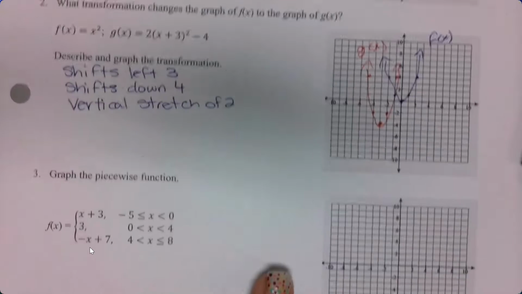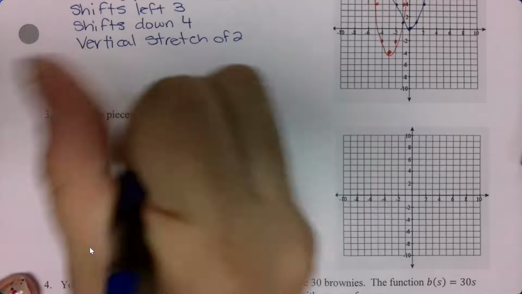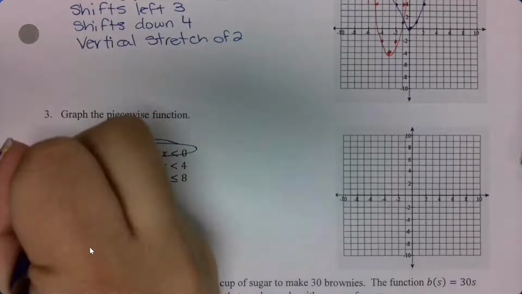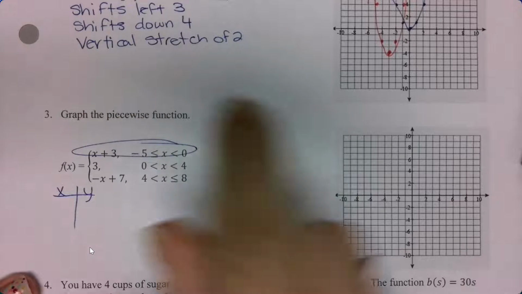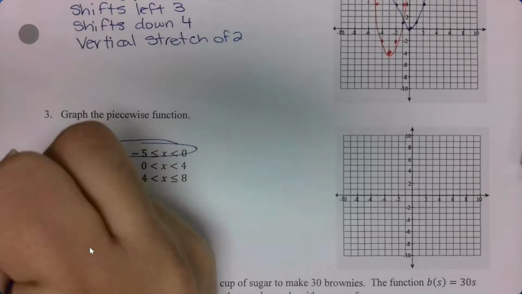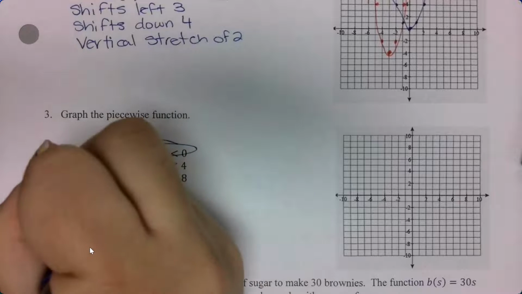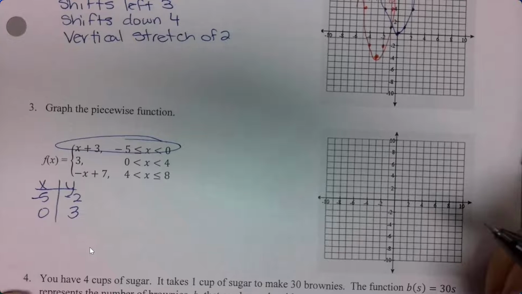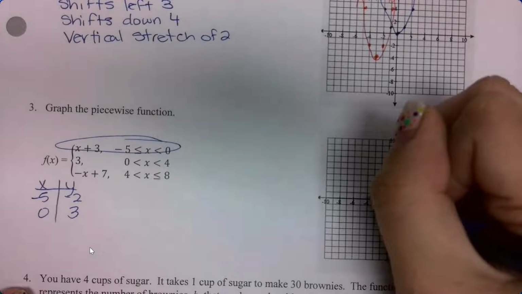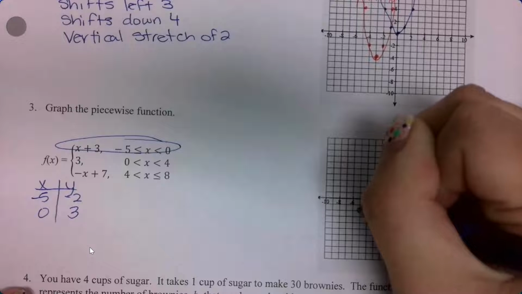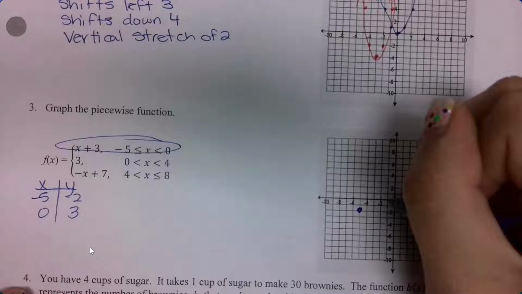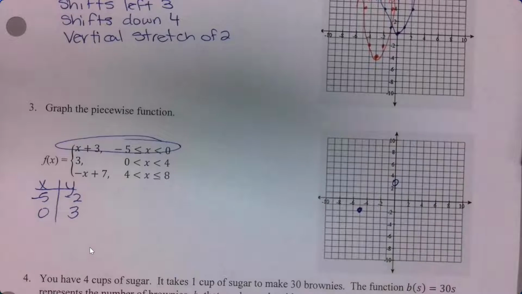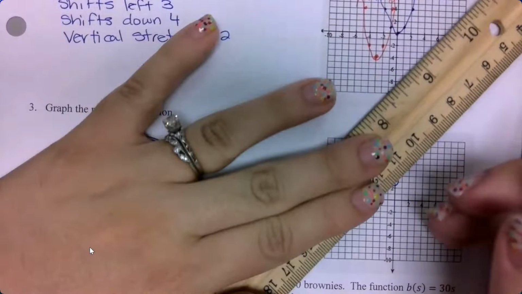Okay. Number 3 wants me to graph this piecewise function, so I'm going to graph this part in blue. I am going to plug this into a table of values, and I'm going to plug in my 2 end values. I have -5 and 0. So -5 plus 3 gives me -2. And then 0 plus 3 gives me 3. I'm going to go ahead and graph this on my paper. -5, -2. This one gets a closed circle because there's a line underneath. 0, 3 gets an open circle because there's no line underneath. It's linear. That means a straight line because there is no exponent in here. So I'm going to connect these 2 points.